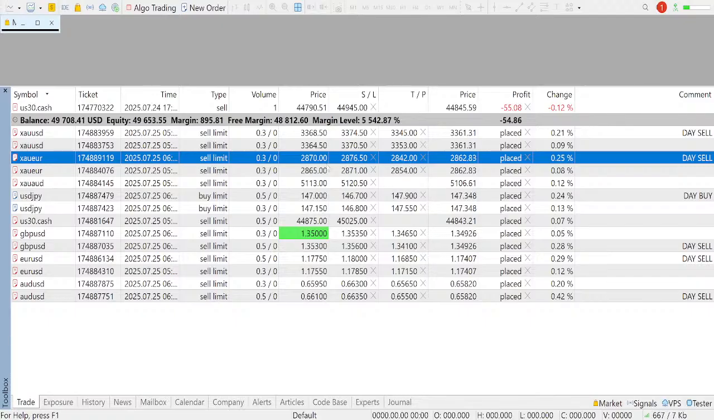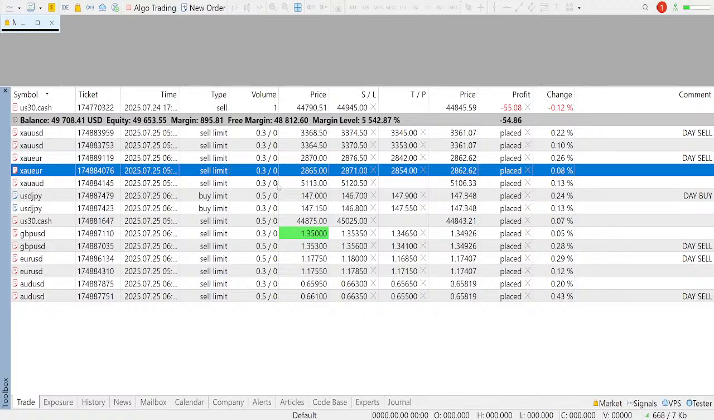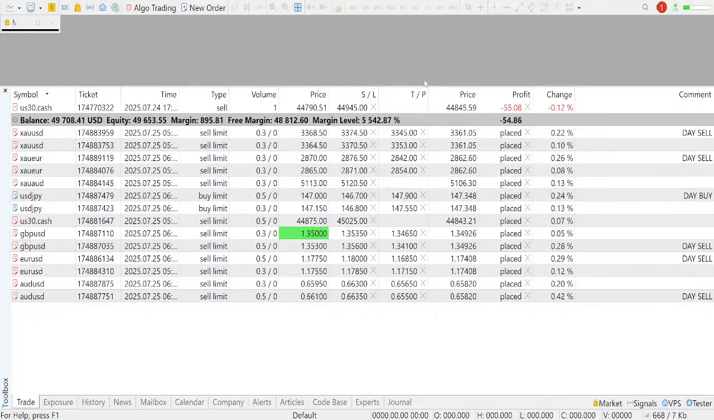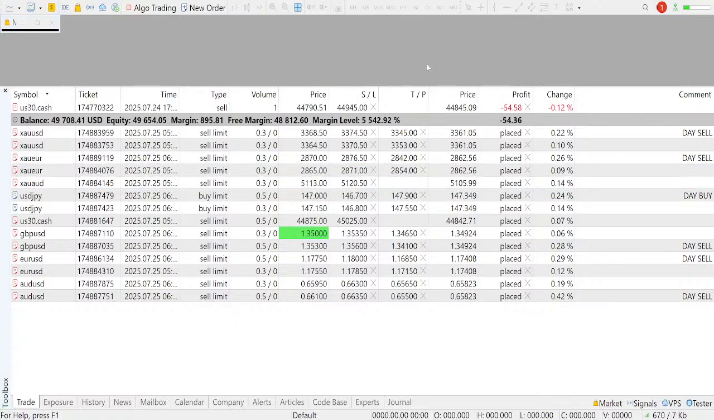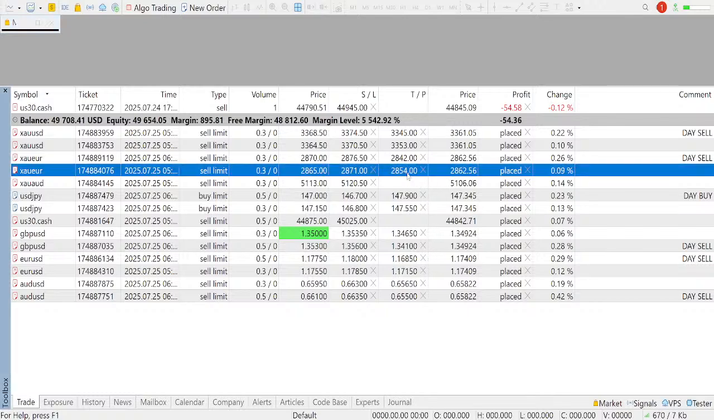So we have two entries for gold euro. One is the scalping, which we are trying to exit within the range, at 54. Then the other one is we are expecting the low to break towards 42.